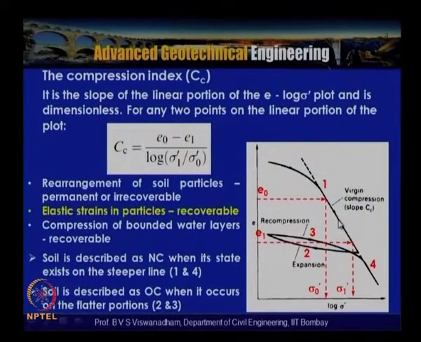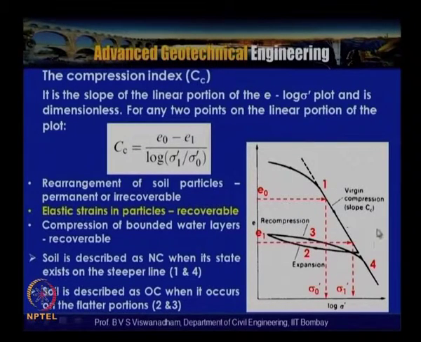As we have discussed, the slope of this virgin compression curve is called the compression index, and here different portions of the curve are shown as 1, 2, 3 and 4. The soil is described as normally consolidated when its state exists on the steeper line, so 1 and 4 are normally consolidated. The soil is described as over consolidated when it occurs on the flatter portion, that is 2 and 3 here. When unloading takes place, again it will be flatter than this one, so this process continues.